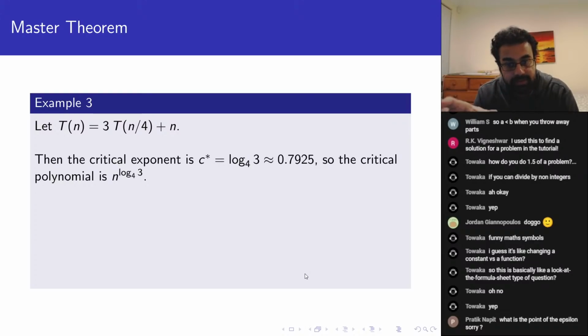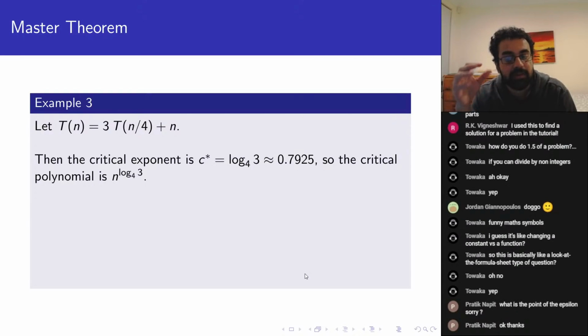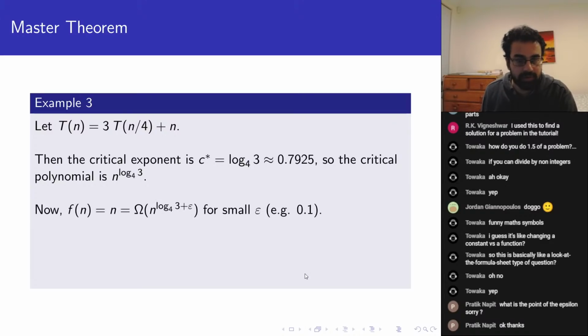So in this case, the critical exponent is about 0.8, and we should compare our last term f(n) equals n to the critical polynomial n to the about 0.8. Of course, in this case, f(n) dominates the critical polynomial, which means we think we're in case 3. We're not in case 1 where the critical polynomial dominates f. We're not in case 2 where they're asymptotically equal. But remember that case 3 had 2 conditions. We needed the critical polynomial to be dominated by f(n), but also we needed this other inequality.